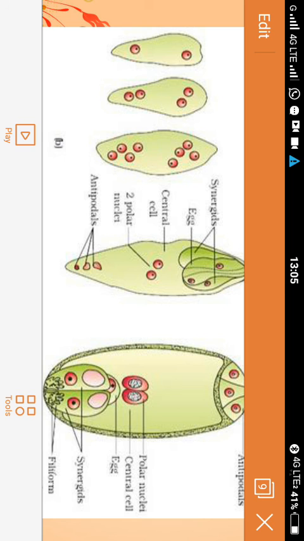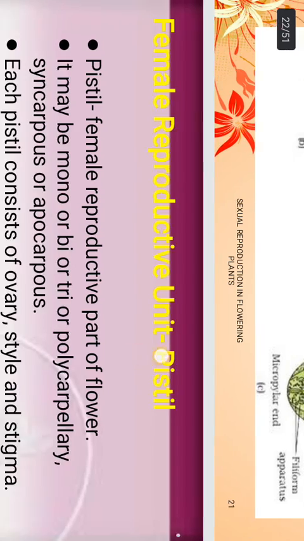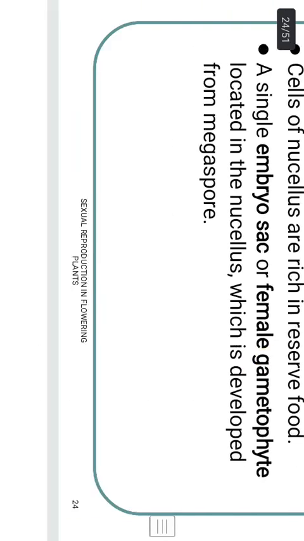Now, the synergid cells have finger-like projections called the filiform apparatus. The function of the filiform apparatus is to guide the pollen tube towards the egg cell.